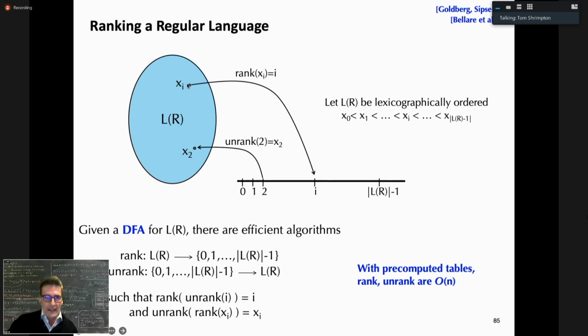So ranking means you take a string and you give me back its position in the lexicographic ordering. And then unrank, if you give me a position in the ordering, gives you the string at that position. So you have an invertible mapping, where unranking is the inverse of ranking, and vice versa. In particular, if you give me the DFA, the deterministic finite automata for this regular language, then there are efficient algorithms called rank and unrank that do exactly what you want. If you pre-compute some tables, ranking and unranking are linear in the length of the string. So if you have a string that's got 100 characters in it, then ranking that string is linear in 100. Likewise, unranking is going to be linear in 100. So it's very efficient.